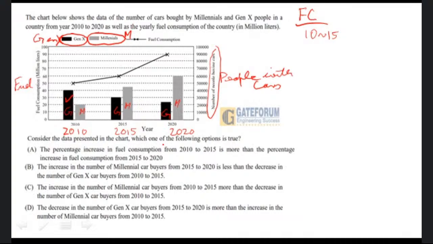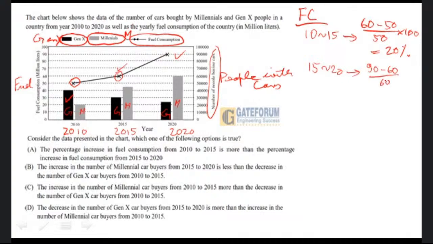In 2010, the fuel consumption is 50. This is the fuel consumption graph, right? And in 2015, it is 60. So the percentage would be 60 minus 50 divided by 50 into 100, that is 20%. And from 2015 to 2020 it would be 90 minus 60 divided by 60 into 100, so that is 50%. They have said the first is more, so this is absolutely false, because this is less.